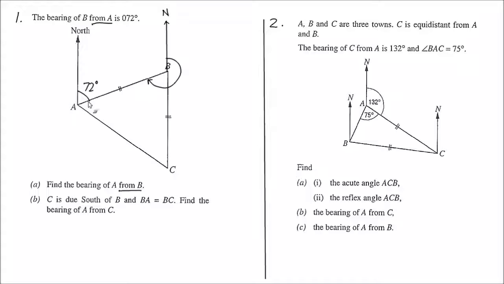So we notice that these two lines are parallel. In other words, the angle here and the angle here are called interior angles. And when added together, they give you 180 degrees. So we can find the angle here. 180 less this angle will give you 108 degrees.